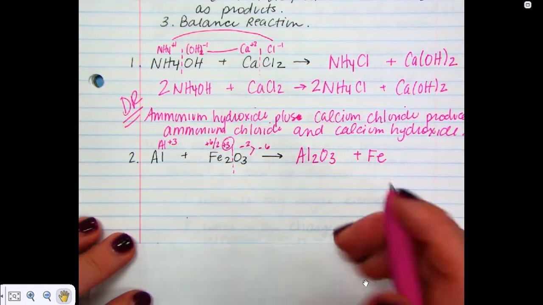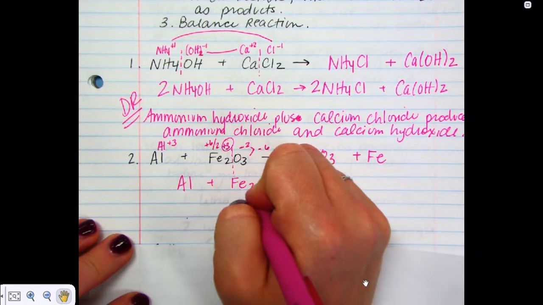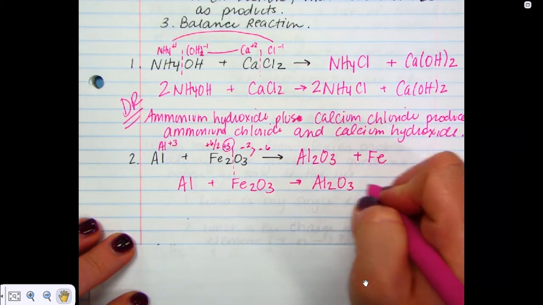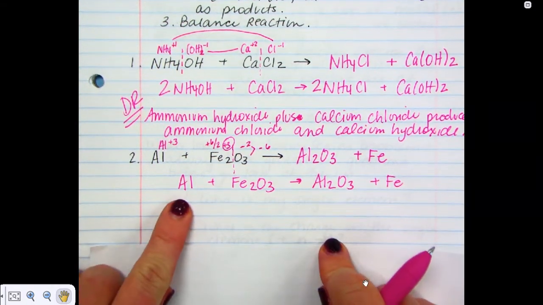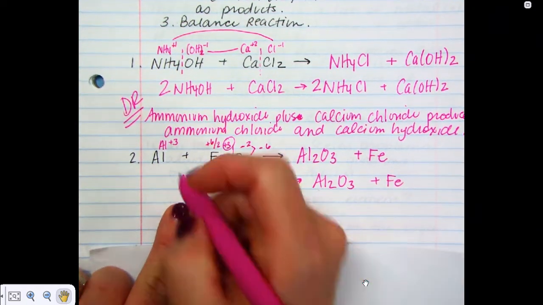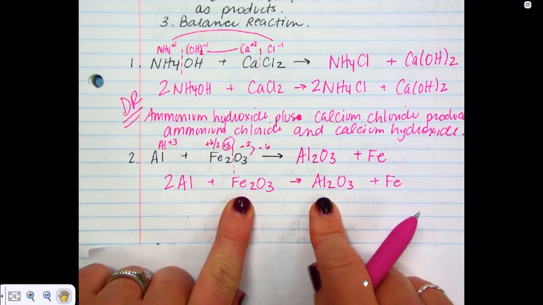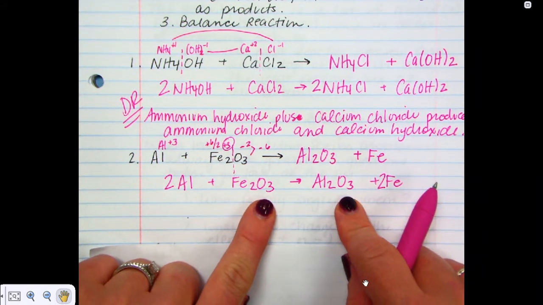Okay, now let's take care of our balancing. So Al plus Fe2O3 yields Al2O3 plus Fe. All right, so I've got one aluminum, two aluminums. So let's put a 2 here. Let's see, 2 irons, 1 iron. Let's put a 2 here. 3 oxygens, 3 oxygens. Looking good.